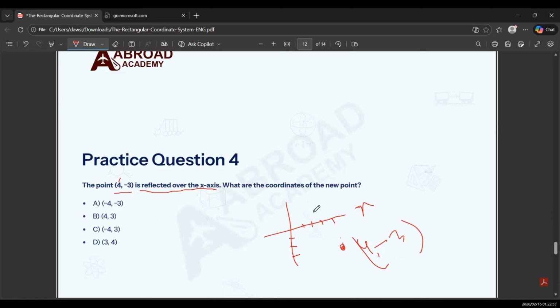What will be the reflected point? Here it is 4 positive and positive 3. Okay, so 1, 2, 3. That means the answer is B.